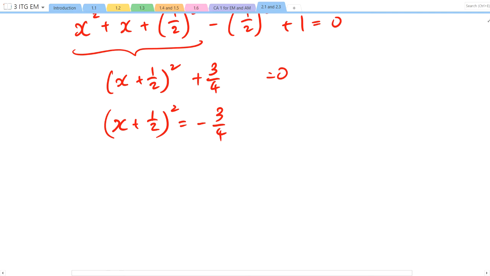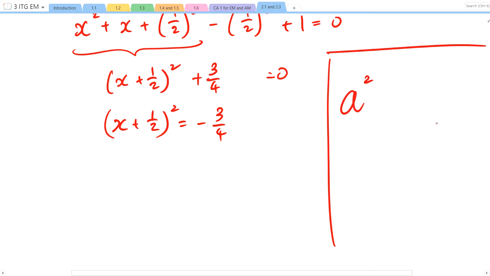Is there a problem over here? What's the problem over here? I cannot square root a negative number. You cannot have a square, where a is an unknown, whatever it is, equals to a negative number. Do you know why? Okay, let's just think about this for a while.